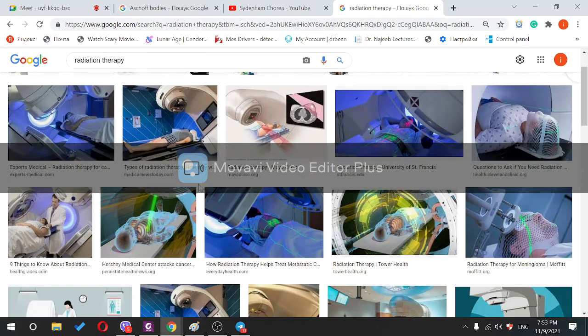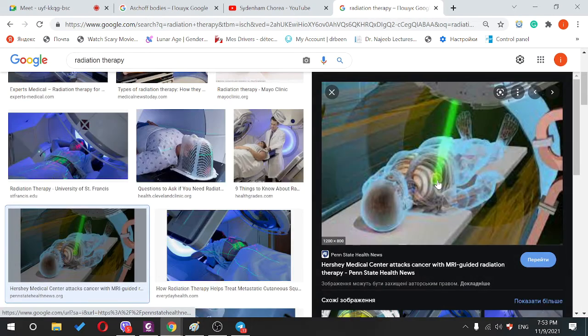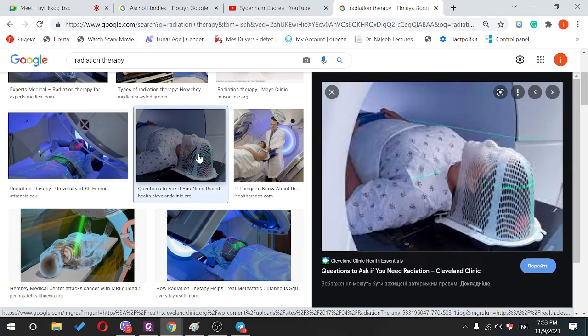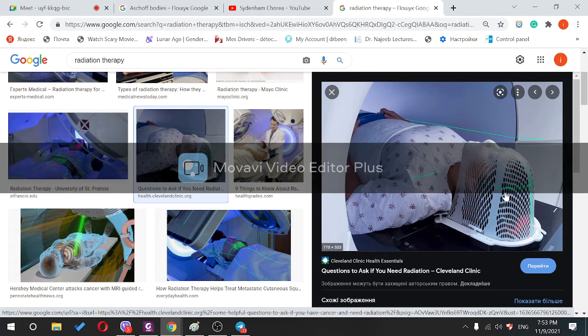You focus the radiation at one area exactly, and that's the only area where you will have the tumor, the focus of radiation. It can be used a lot in brain tumors. This is what they do in brain tumors. It looks kind of scary as hell.